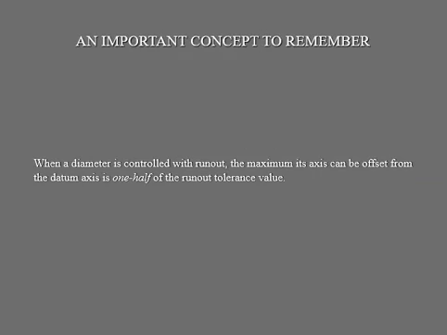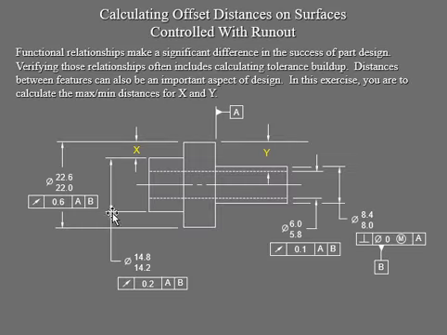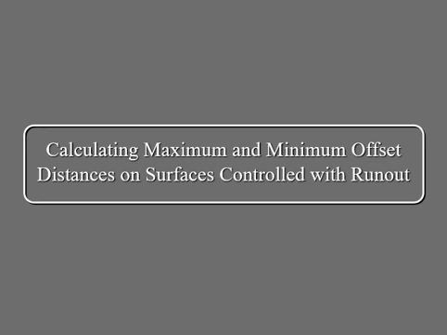All right, then we will go into our concept review. When you have your diameter, it's going to be controlled by your circular runout. The maximum axis offset from the datum axis is only 1/2 of the runout tolerance value. So all you have to do is divide it by 2, and you will get your max. We control the minimum and maximum offset distances on the surface with the runout.